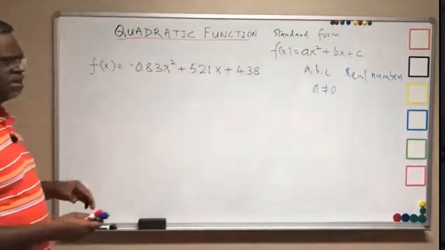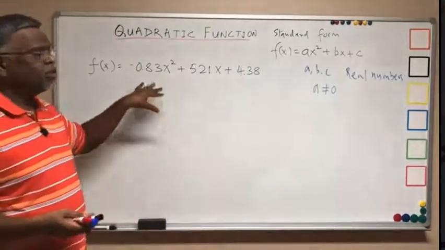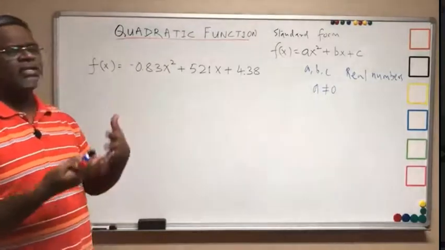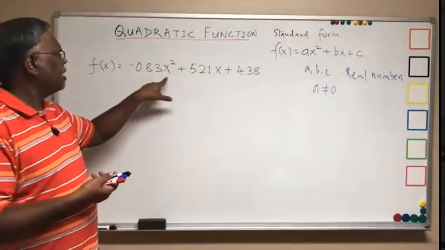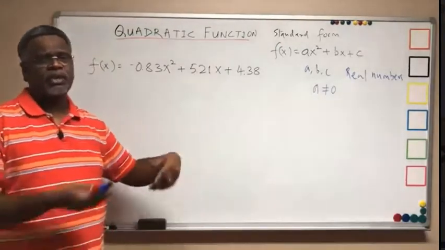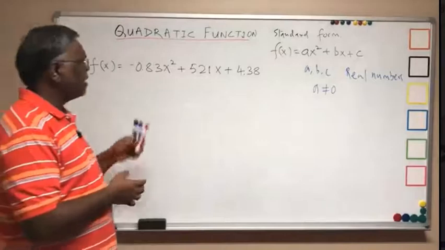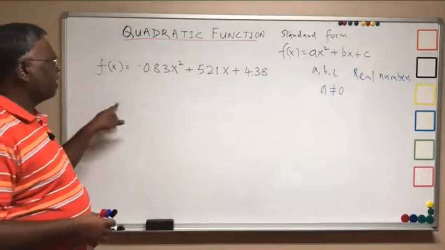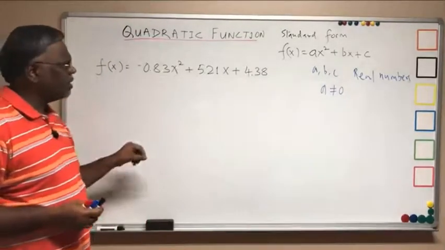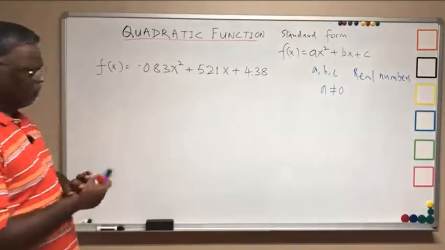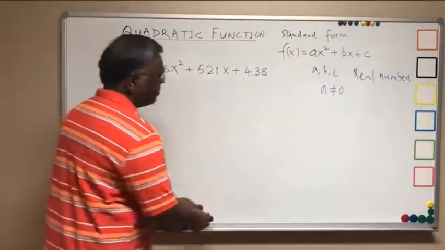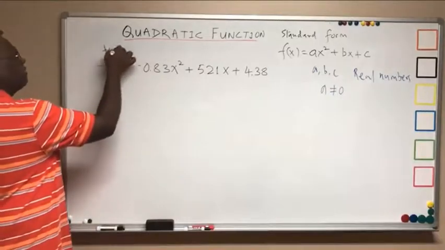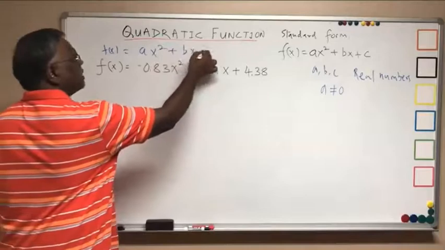Now, I have a function here. This I got from the previous video where I showed the time. For a given time, what is the height? And you came up with the relationship between the time and the height, right? By plotting the graph, a scatter plot, and then the quadratic function. This is what you got. And now this is of the standard form of a quadratic function. f of x is equal to negative 0.83 x square plus 5.21 x plus 4.38. Okay, so now compare this with the standard form, that is, I have f of x is equal to ax square plus bx plus c.